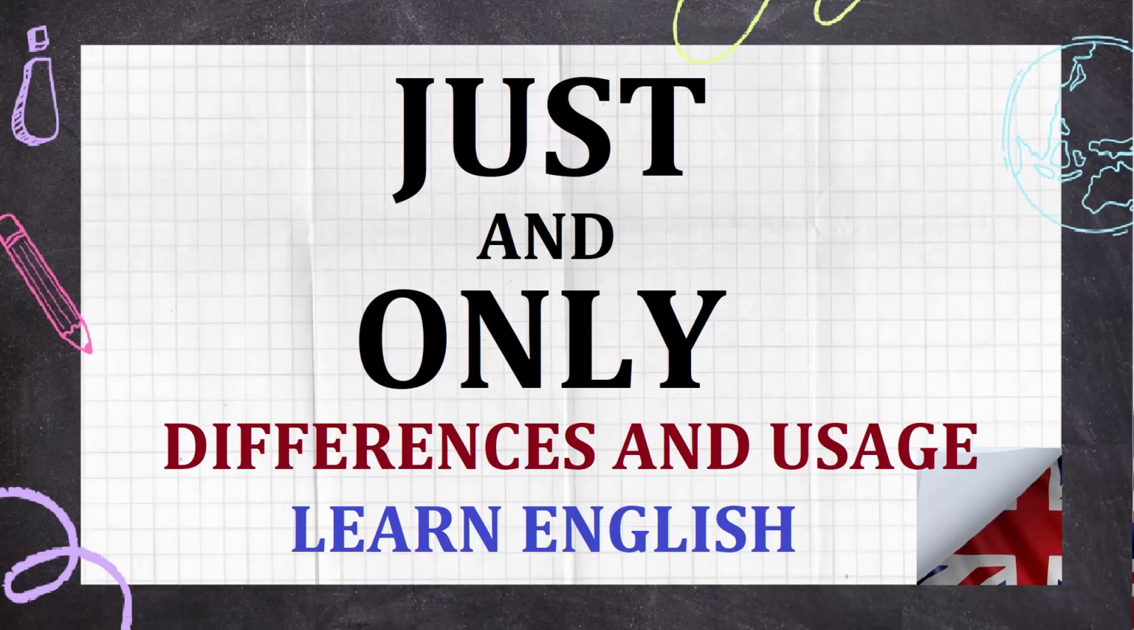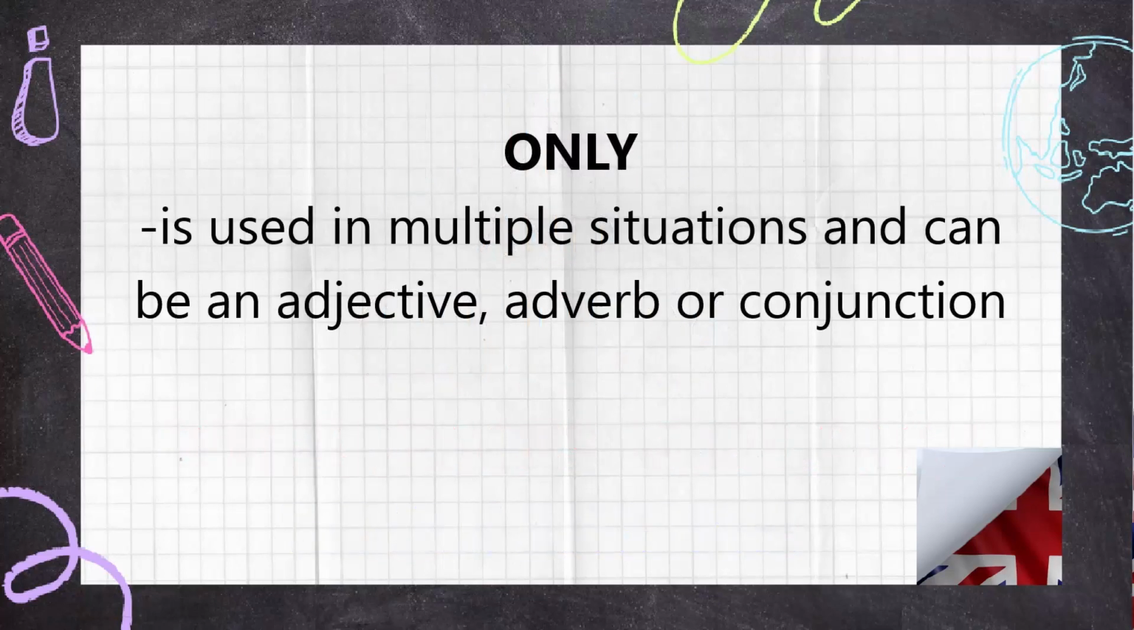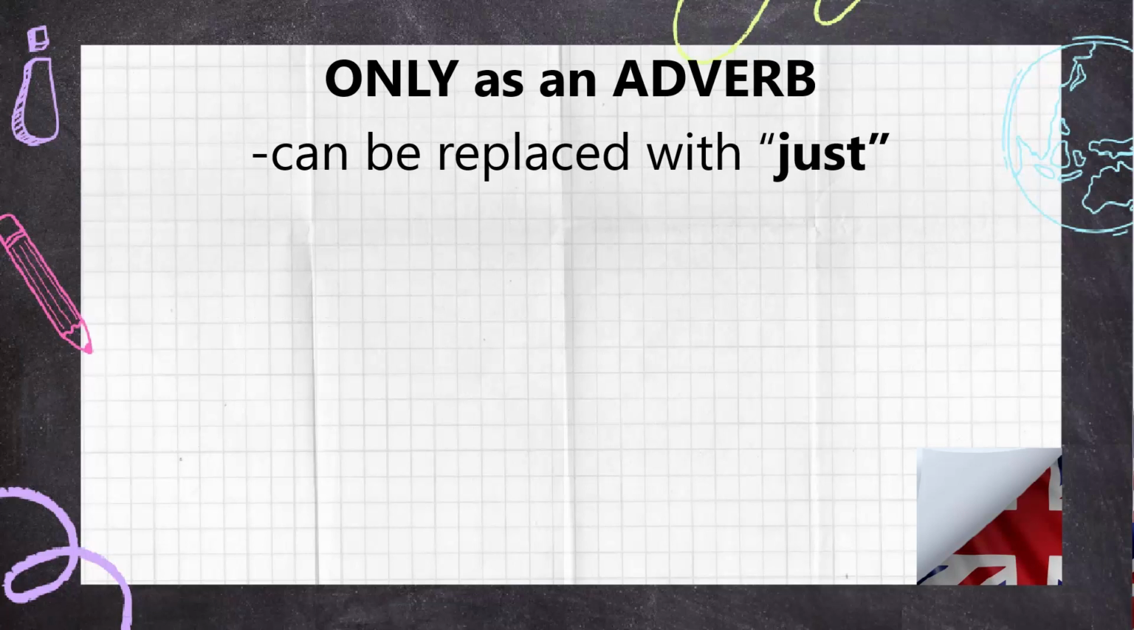Let's see together what's the difference between just and only. We'll start with only. Only is used in multiple situations and can be an adjective, adverb, or conjunction. But this is not important for now because I'll explain it to you. Only as an adverb can be replaced with just.